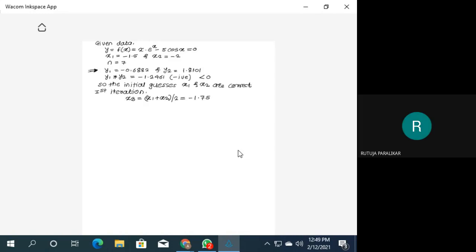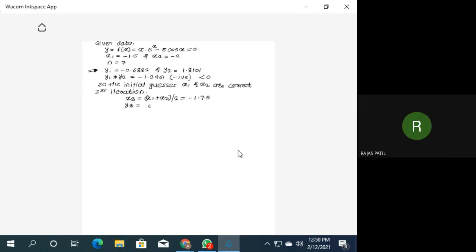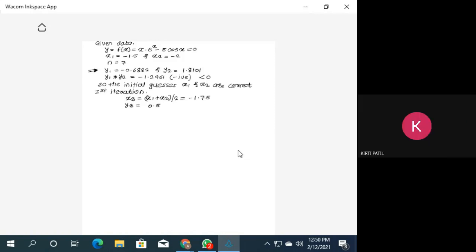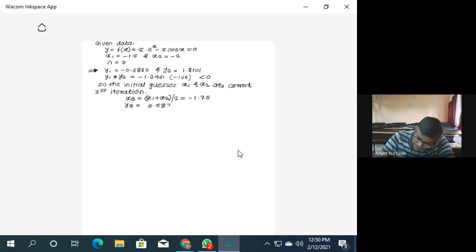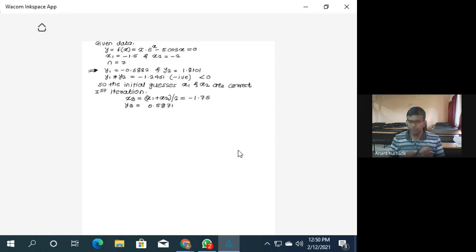Okay. Immediately find out y3. What is y3? Fix your calculation to 4 decimal places. y3 is 0.5871. Please fix your calculation up to 4 decimal places, and change the mode of the calculator from degree to radian. This is very important.